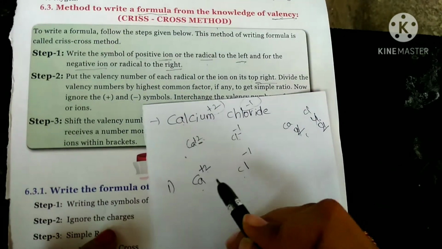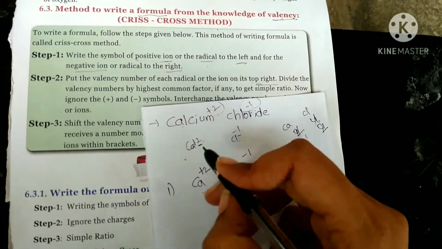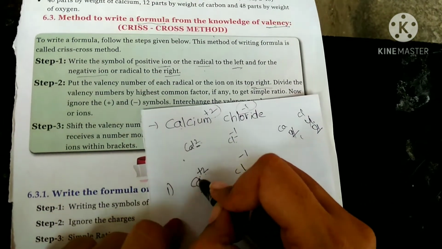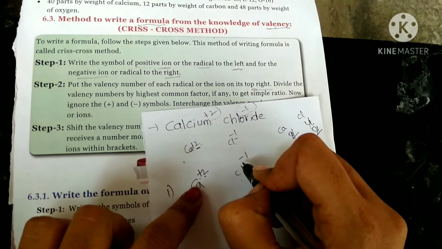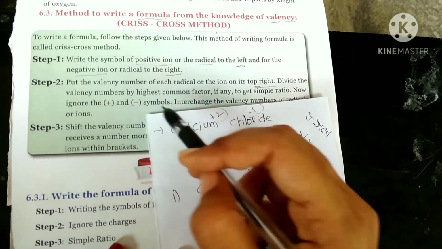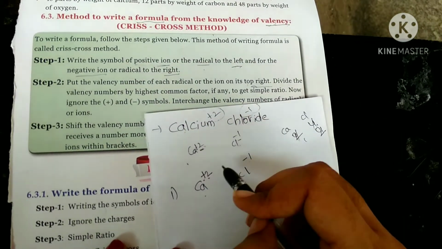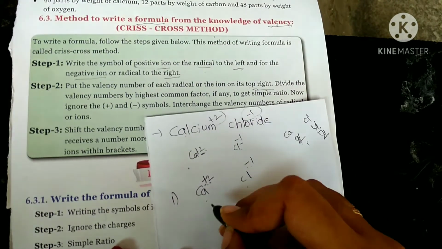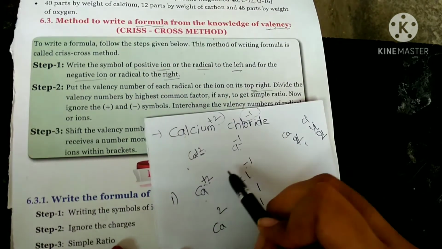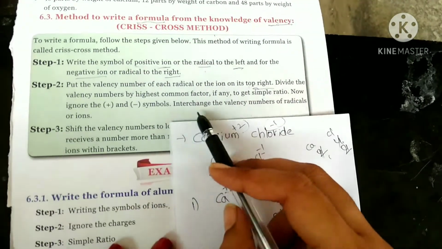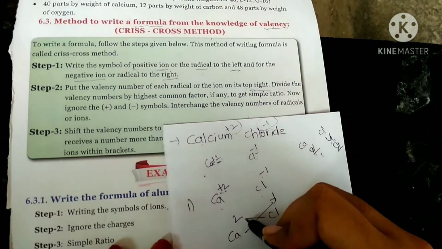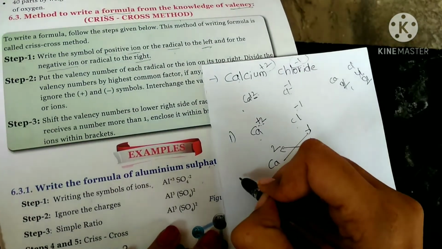After writing the valencies, this is step 2. What was the first step? We just wrote the symbols, and step 2 is writing the valencies of the positive and negative ions on the top right. Now we have to ignore the plus and minus symbols, here +2 and here -1. Then it will convert to Ca2 and Cl1, because the plus and minus charges have to be ignored. Now interchange the valency numbers of the radicals or ions. Interchange means just doing cross multiplication.